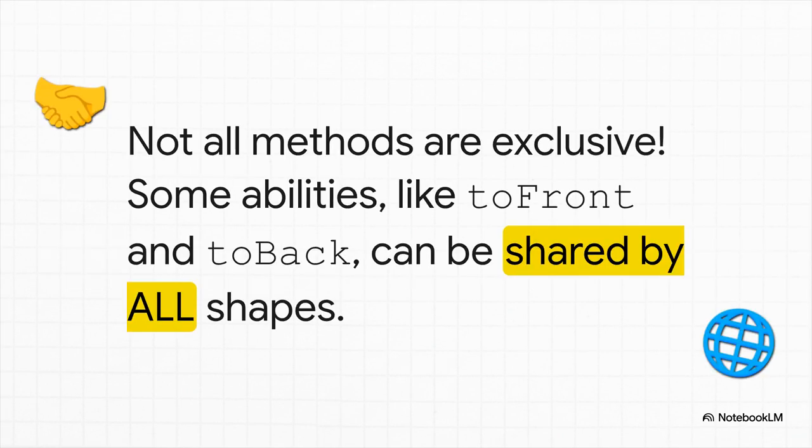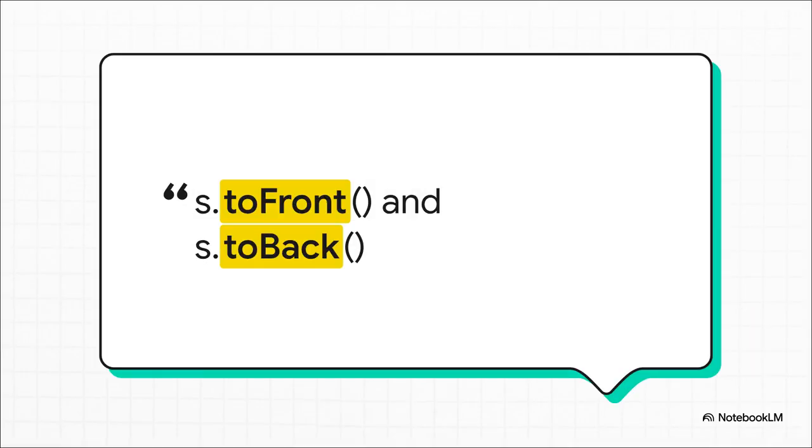But okay, here's where it gets interesting. Not all methods have to be super exclusive. Sometimes an ability is so useful that it actually makes sense for all shapes to share it. Take these two for example, toFront and toBack. Think about it. It doesn't matter if your shape, let's call it s, is a star, a circle, or a giant rectangle. Any of them should be able to move to the front or get sent to the back, right? It's like a shared superpower for keeping your drawing organized.